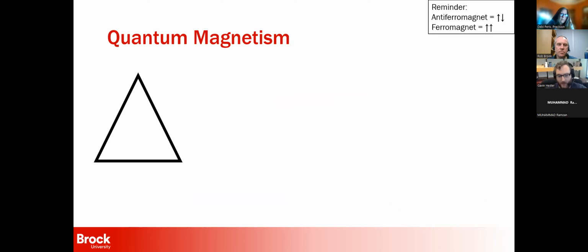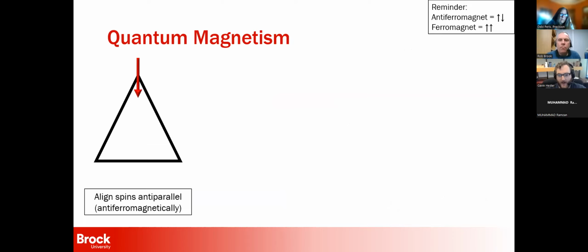The classic example in quantum magnetism is putting antiferromagnetic spins on a triangle. So if we start with the top spin and say it's pointing down, we can go to the second spin and we know that that has to be opposite. But then you can immediately see that this third spin doesn't know which direction to choose. It is energetically unfavorable for it to be up and down.